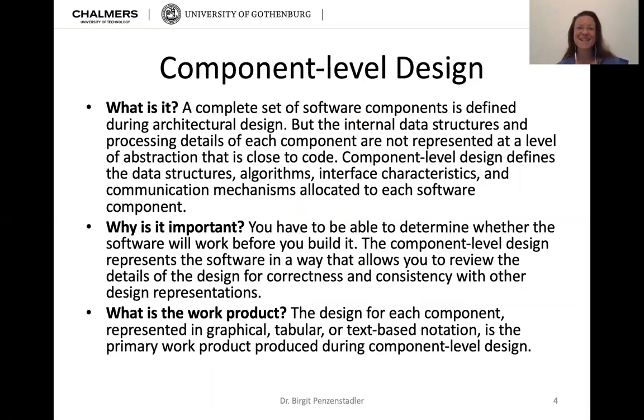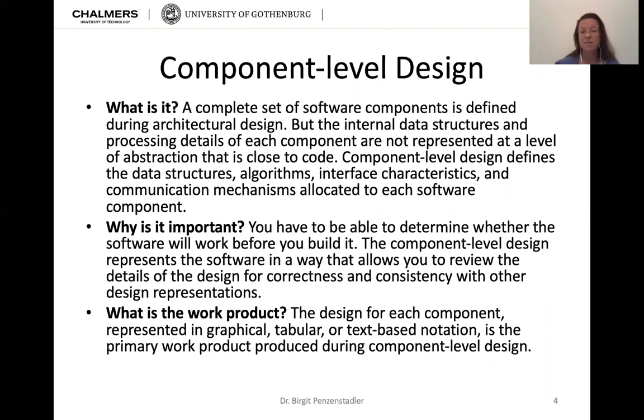So with that, what's component level design? It is a complete set of software components as defined during architectural design, but the internal data structure and processing details of each component are not represented at a level of abstraction that's close to code. Component level design defines the data structures, algorithms, interface characteristics, and communication mechanisms allocated to each software component.